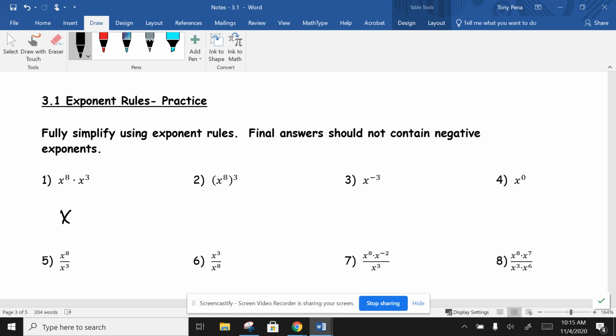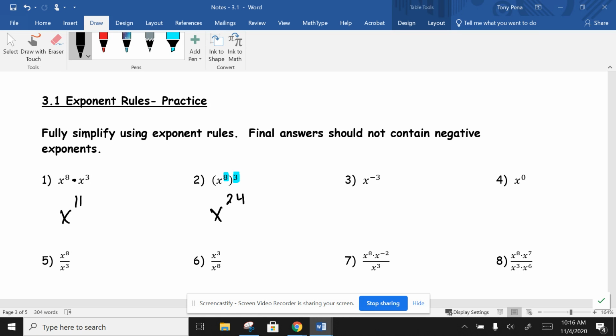All right, and our rule, when we multiply like terms, we should be adding exponents. So that would just be x to the 11th. All right. Number 2, we just did a bunch of them. If you have a power, which we do, and then it is getting raised to a different power, which we do, so the x to the 8th is getting raised to the power of 3, that's when you actually multiply. So we would just get x to the 24th. Okay.